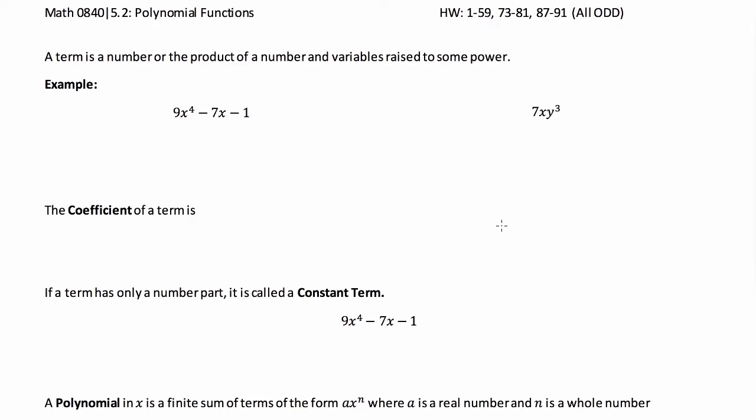Okay, here we are, 5.2. So we're looking at polynomial functions, and we have to start by defining some terms here, starting with terms.